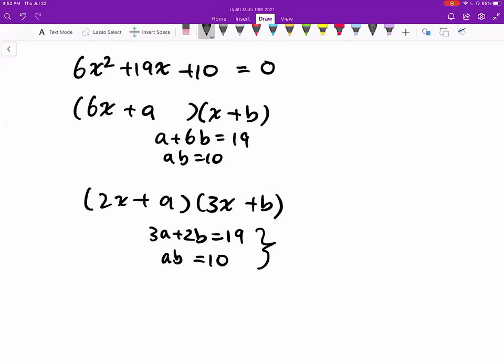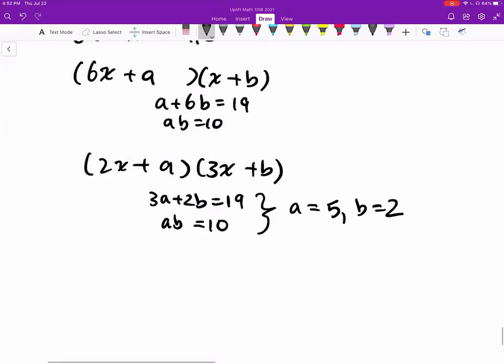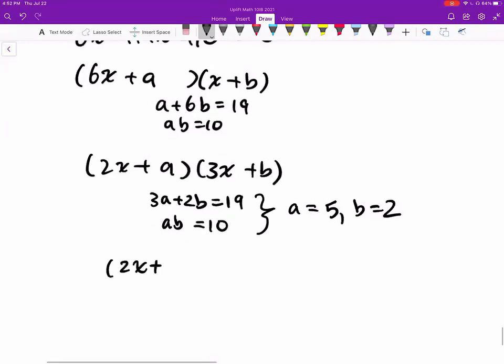Wait, I think a is 5 and b is 2. Okay. Yeah, it factors. Nice.